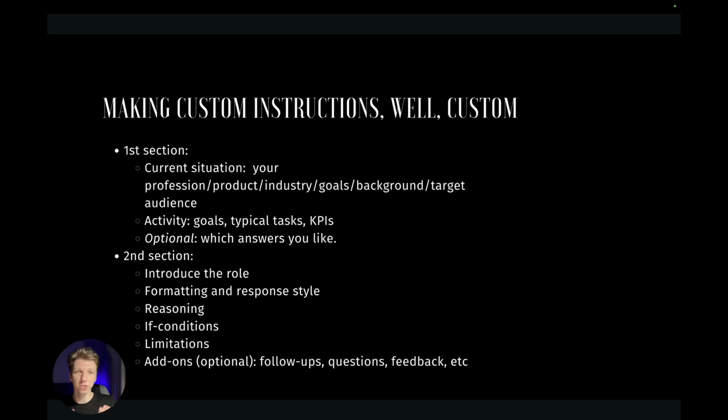Now that you have the general use custom instructions, how do you transform the same structure into something more specific? In the first section, you want to describe your current situation, your profession, product, industry, goals, background, target audience. You also want to specify your activity, your goals, your typical tasks. For example, if you're an SEO, your typical tasks would be very specific.